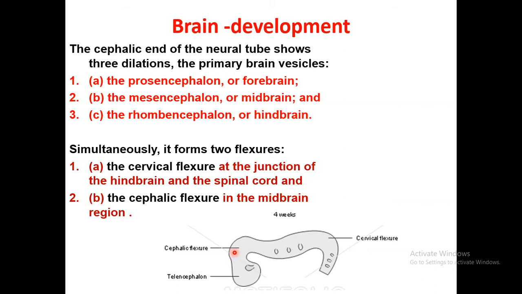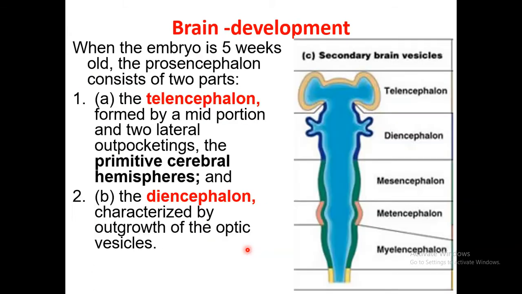And this is the cephalic flexure. It is present in the midbrain region. Now these are the parts of the brain which are showing the primary brain vesicles, which give rise to different parts of the brain.